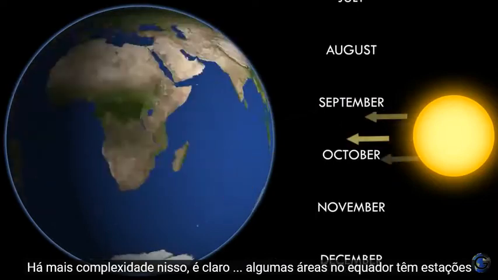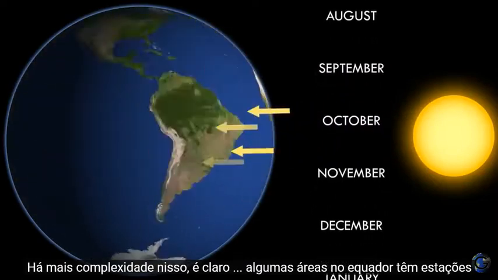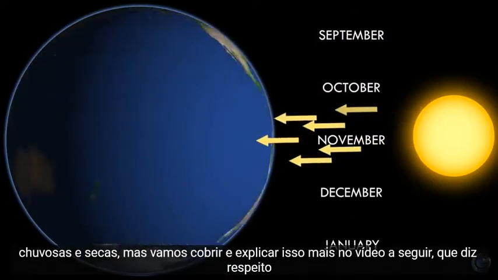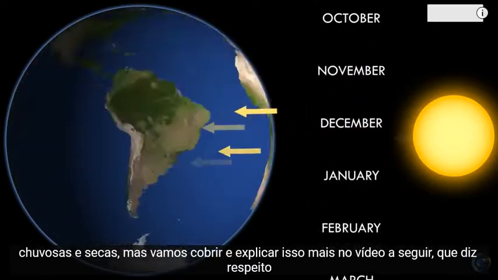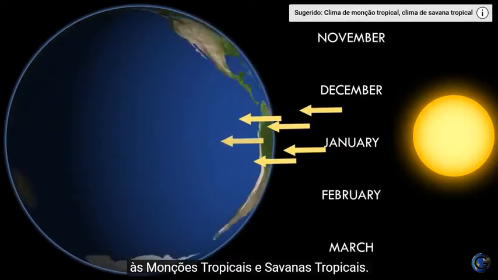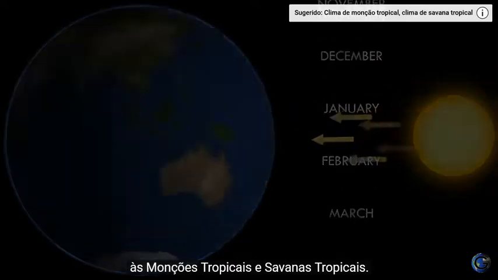There is more complexity to this, of course. Some areas on the equator experience wet and dry seasons, but we'll cover and explain this more in the following video, which concerns the tropical monsoon and tropical savanna.